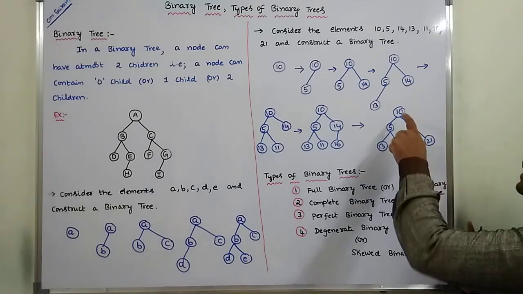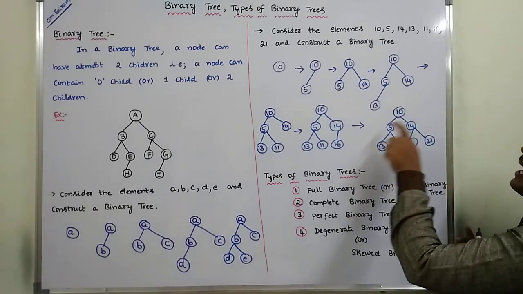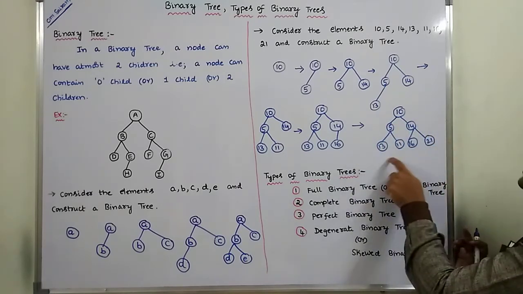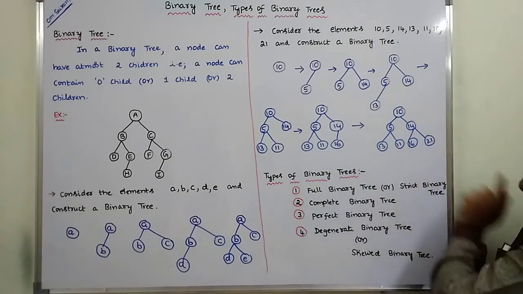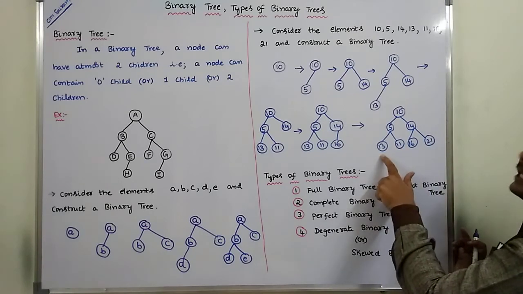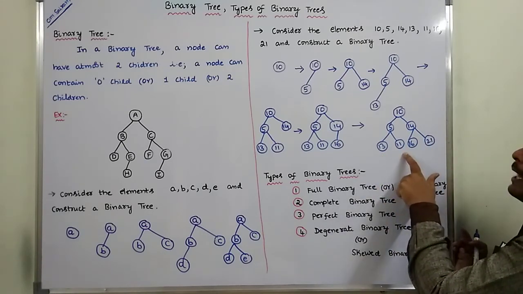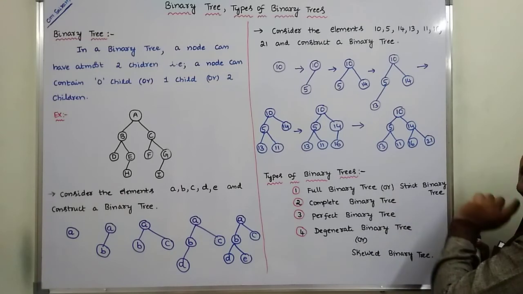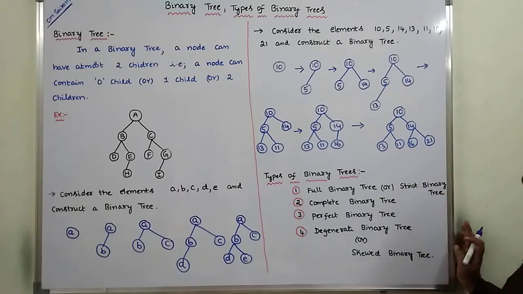So this is a binary tree because node 10 has two children, node 5 has two children, node 14 has two children, and node 13 has no children, node 11 has no children, node 16 has no children, and node 21 has no children. Okay.